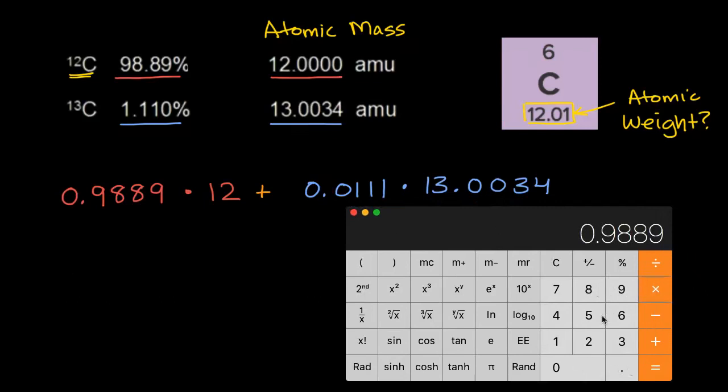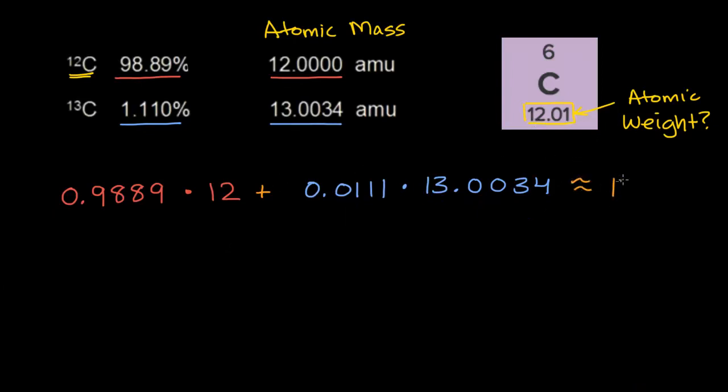0.9889 times 12 is equal to 11.8668, and to that we are going to add 0.0111 times 13.0034, and I know it's going to do this multiplication first because the calculator knows about order of operations. And so that's all going to be, as you can see, 12.01113774, which, if you were to round to the hundredths place, is how this atomic weight was gotten. So there you go. That's how we calculate atomic weight. So I could write this as approximately 12.01. It's the weighted average of the atomic masses.